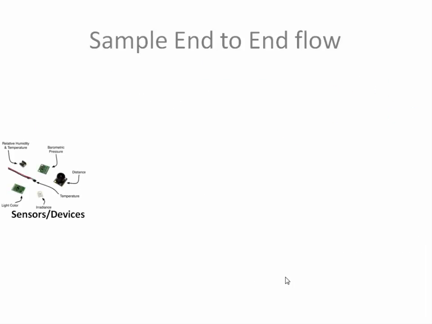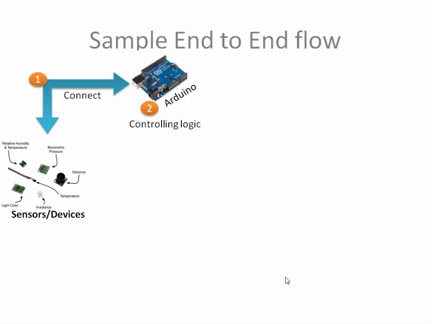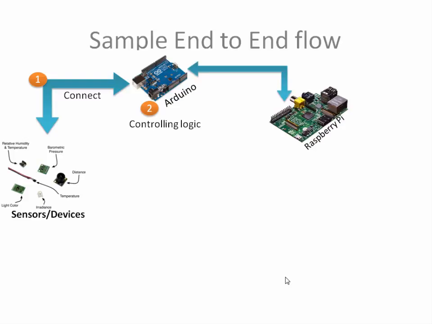Now, let's see how the end-to-end connectivity with the ERP will look. First, your sensor devices will be connected to your Arduino, that is your microcontroller. That is the first part. Then you will be writing your controlling logic on the Arduino, and then you will be communicating those data points from Arduino to Raspberry Pi. So we are going to establish a link between your Arduino and your Raspberry Pi using serial communication.